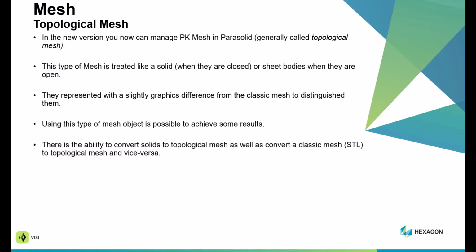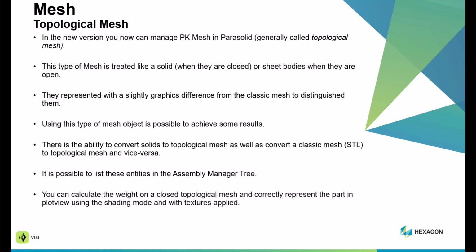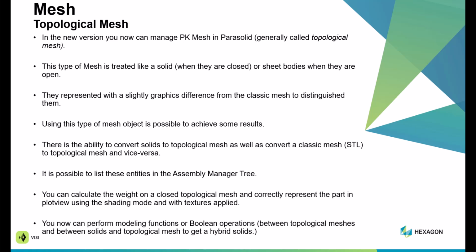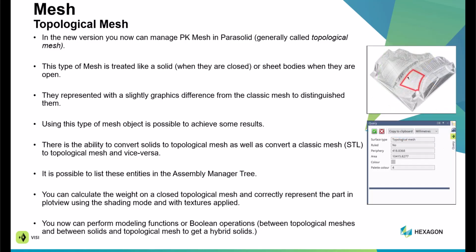There is the ability to convert these solids to topological meshes, as well as convert classic STL files to topological meshes and vice versa. It is possible to list these inside the Assembly Manager tree, and you can calculate the weight of a closed topological mesh and represent the part in plot view using different shading modes with textures. So going off of what we were talking about before, you also can apply Feature Manager holes to the solid topological mesh. So you can also use Boolean operations inside of this, as you can think of this as a hybrid solid.